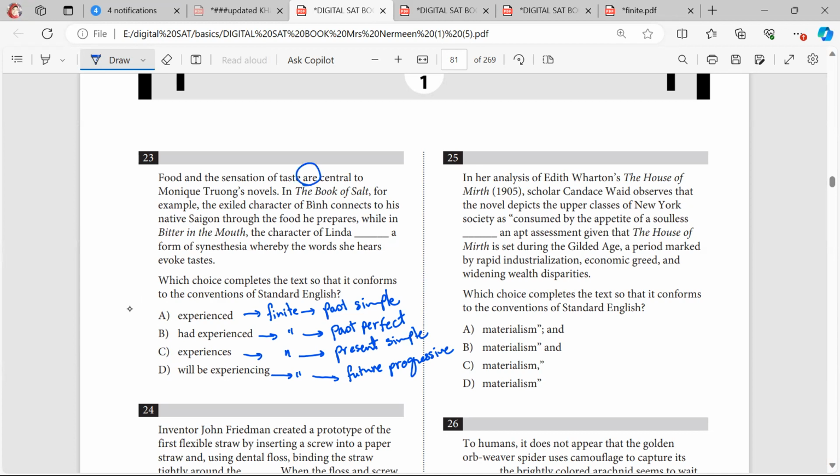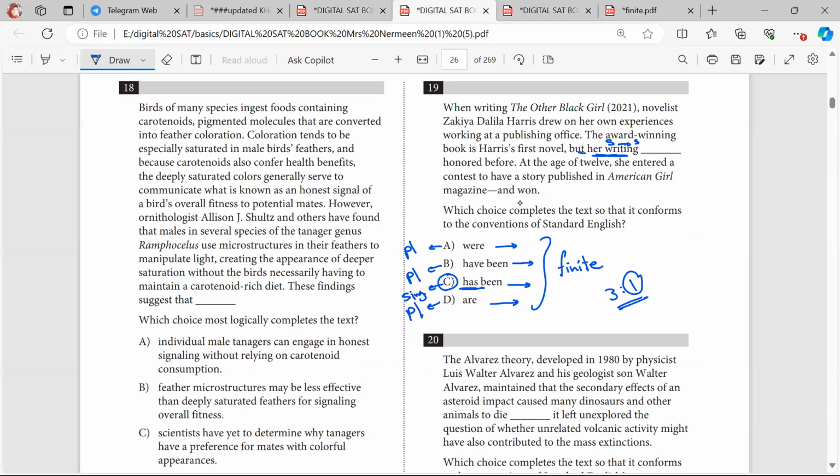Are, that's present. Prepares, that's present. Hears, that's present. So consequently, I will go for C, which is present tense, but I need to make sure that the subject also is singular. So the character of Linda, the character here is the subject and it's singular. So letter C is the right answer. So this type of question is verb tense. And the previous question was subject-verb agreement.